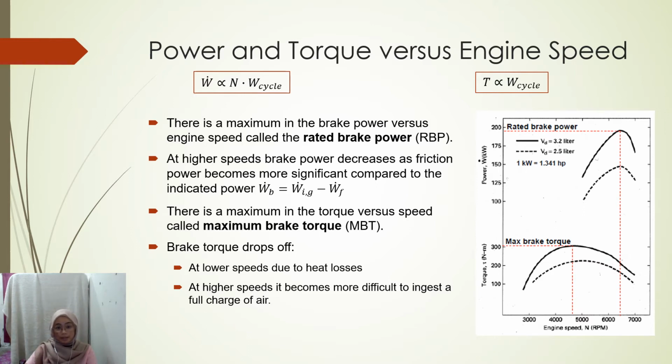There is a maximum in the torque versus speed called maximum brake torque, or MBT. Brake torque drops off at lower speeds due to heat losses, and also at higher speeds it becomes more difficult to ingest a full charge of air.